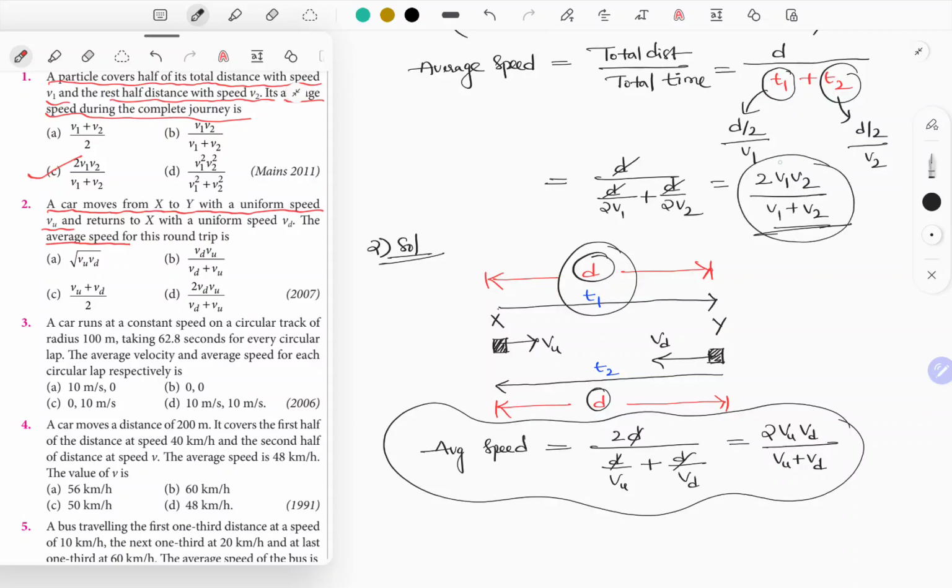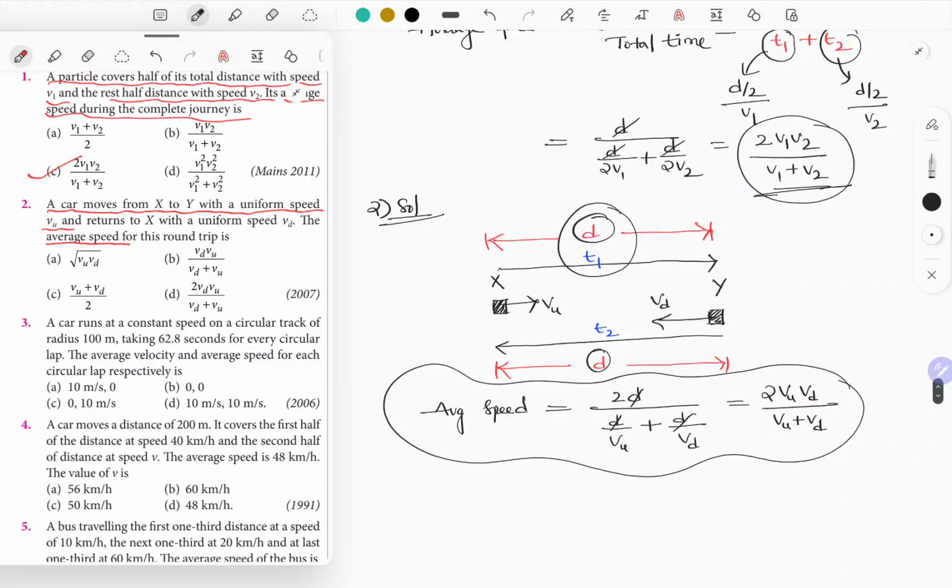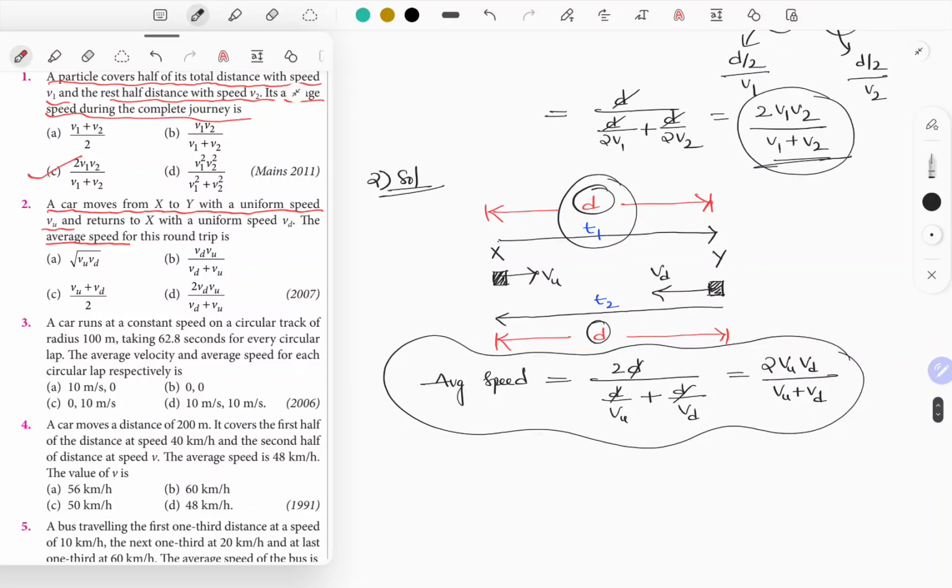Sir, can I remember this formula? Is it possible? Can I apply this formula to all the numericals? No, you are not allowed to apply it to all numericals. The only thing that you have to remember is that the distance covered by the object must be the same, but it should move with different speeds. Then you can use this formula.